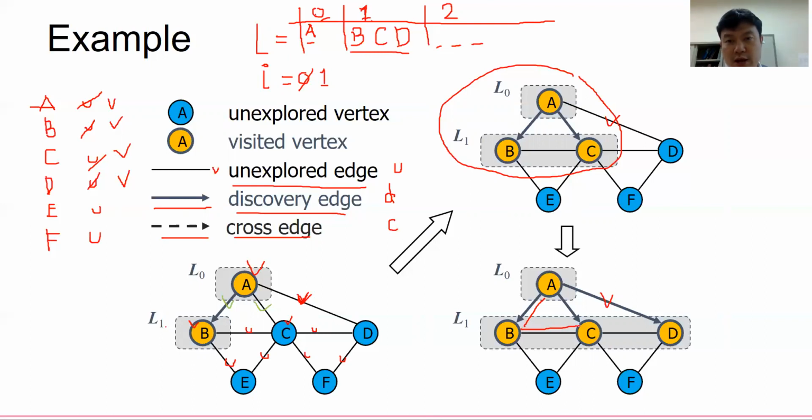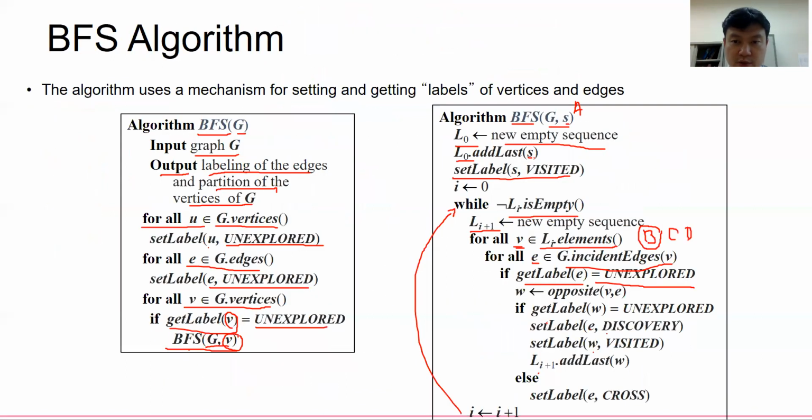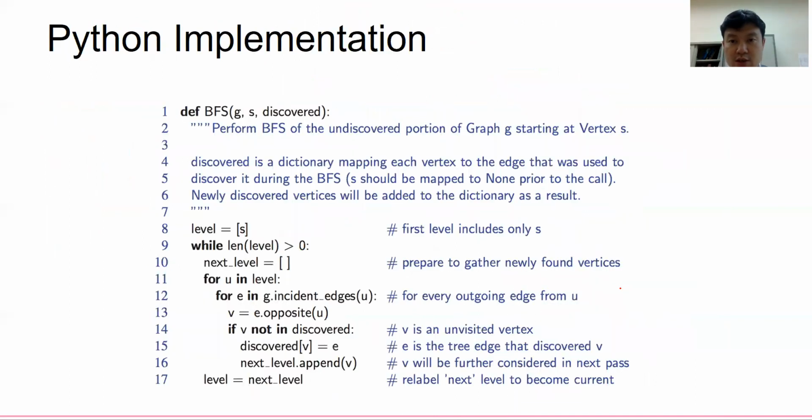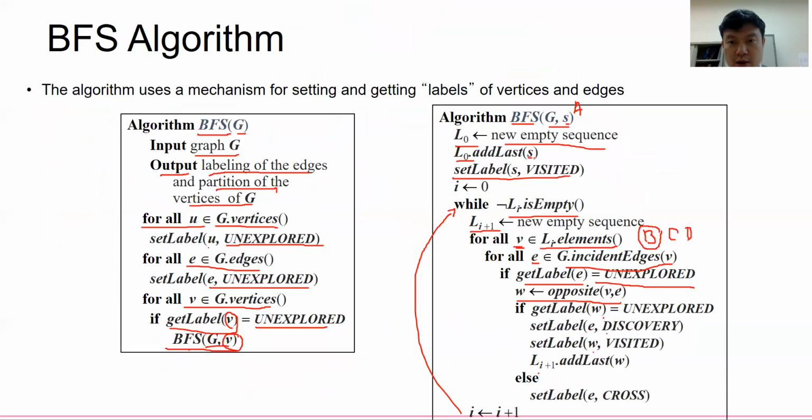How about this edge? Okay, this is still unexplored. Let's see, because it is unexplored, let's check the opposite. The opposite of the particular V, which is B, and then E. So I want to use this one, and I want to check if the label W is unexplored.